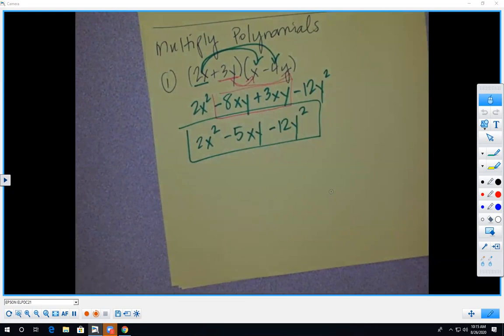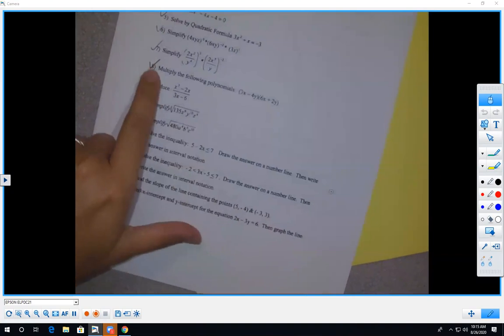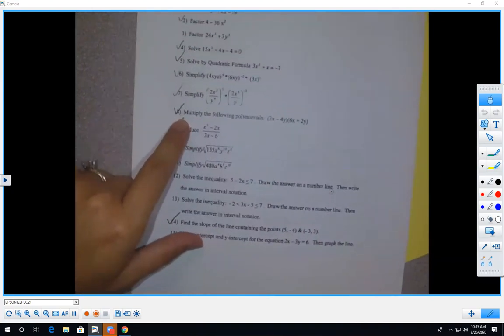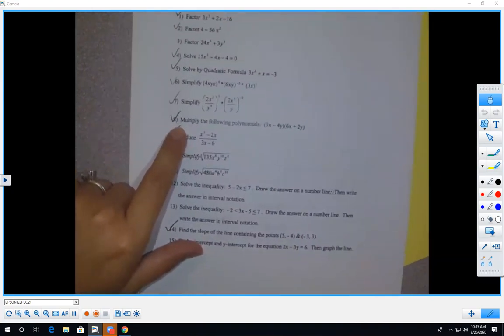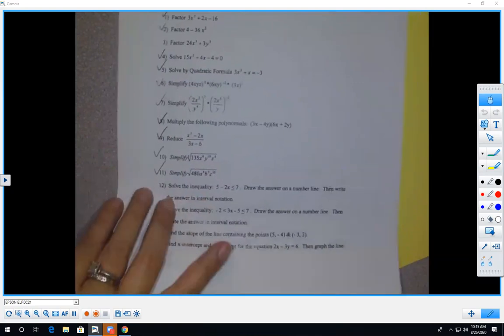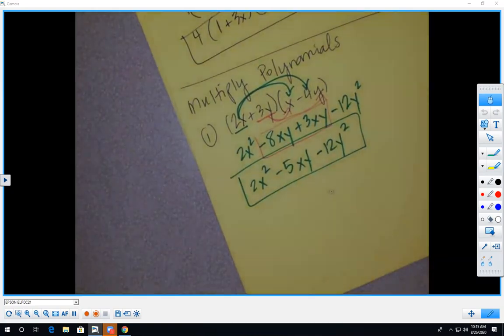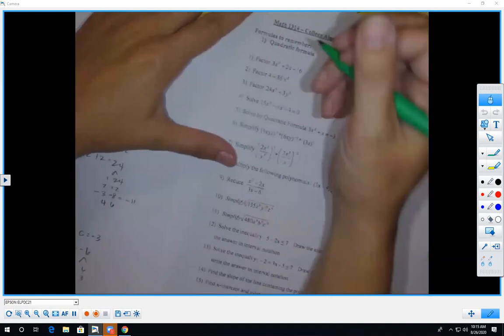Okay, so that is multiplying. Let's see, there's one of those on here. That's number 8 on your comp exam review. We just did one very, very similar to that, so I'm going to let you do that one. I'm going to check them off as we've gone over them, okay? So we've gone over 1, 2, 3, and 8 now.